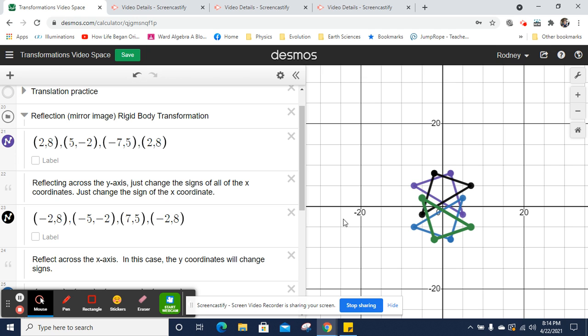So those are very basic reflections across either the y-axis, in which case you change the sign of the x values, or across the x-axis, in which case we change the signs of the y values, okay? Because above and below, positive and negative y, to the right and to the left, positive and negative x.